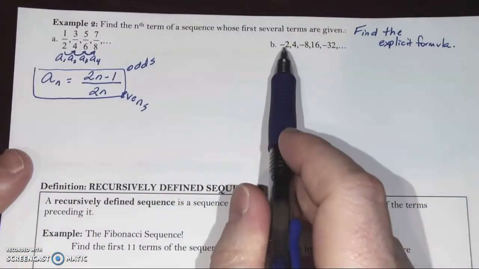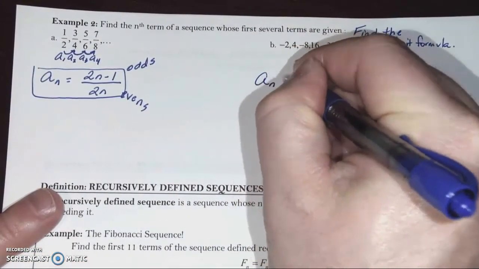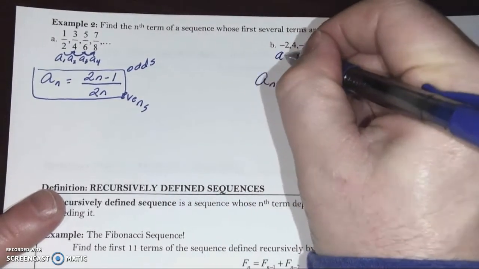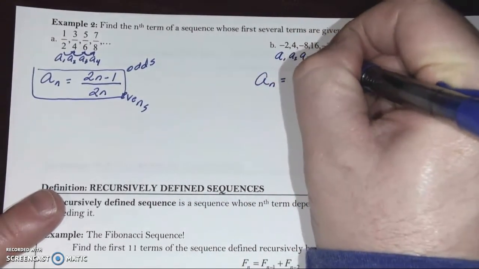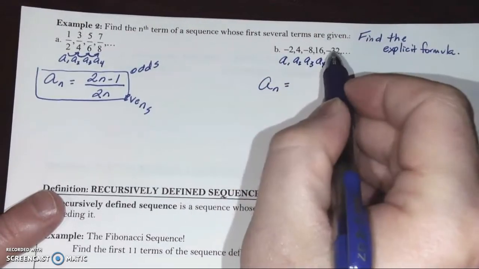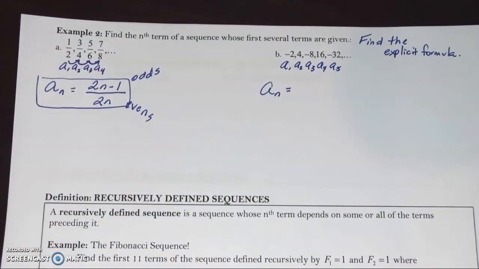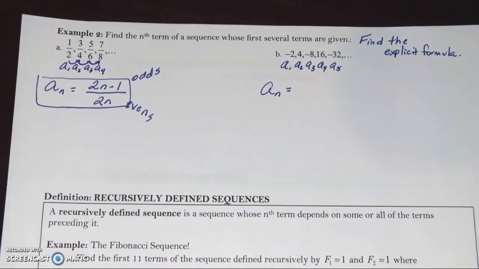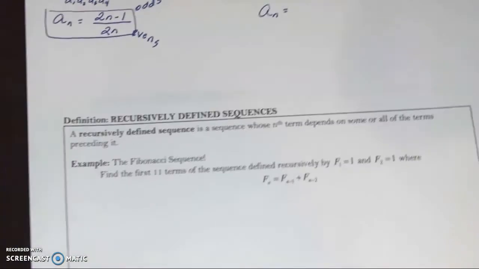And then I want you to try to figure out the explicit formula for this sequence, where this is the first term, the second term, the third, the fourth, and the fifth. It happens to be an alternating sequence, so something we talked about on that previous page might help as well. All right.